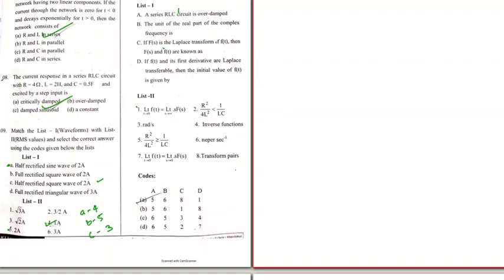And the last one is a full rectified triangular wave of 3 ampere. So I am going to draw a triangular wave that is full rectified. It is given in the question that it is full rectified. 3 ampere.